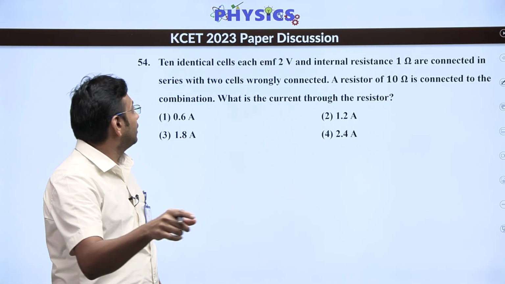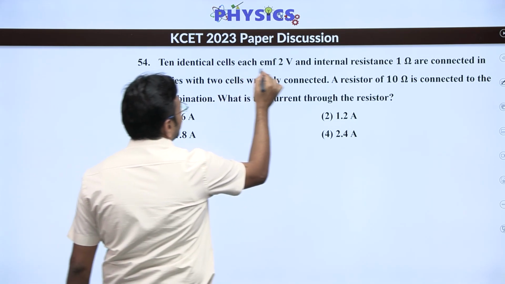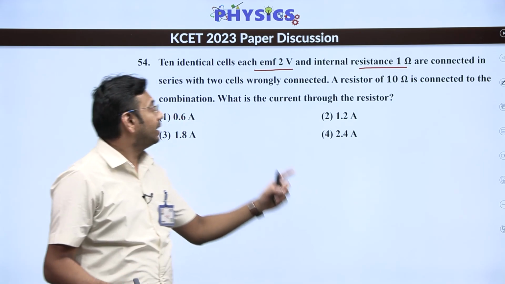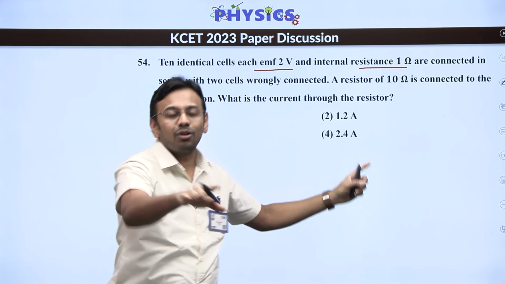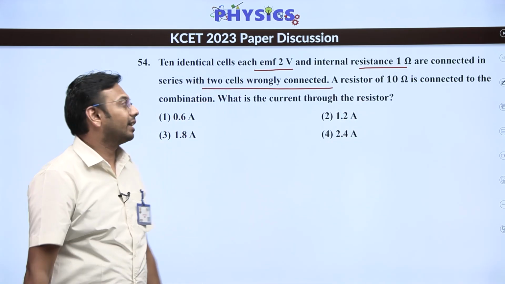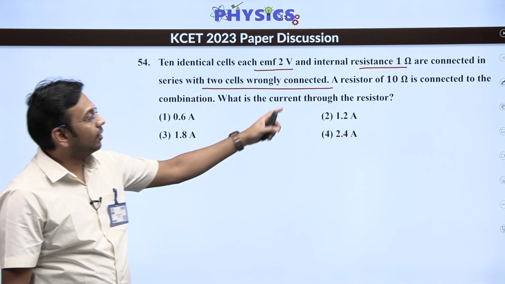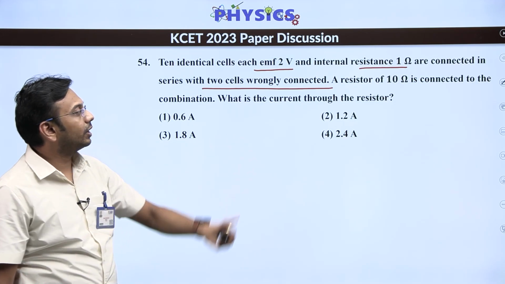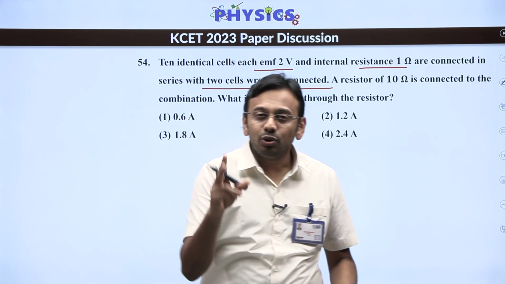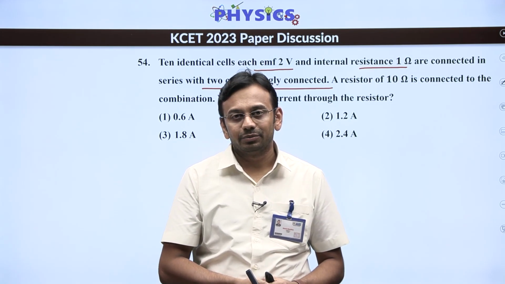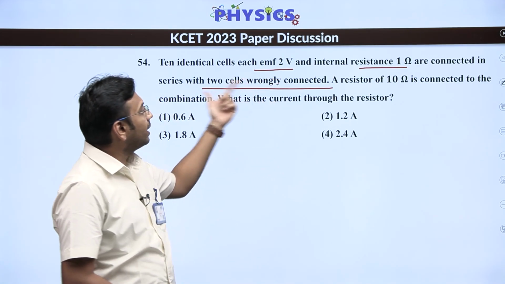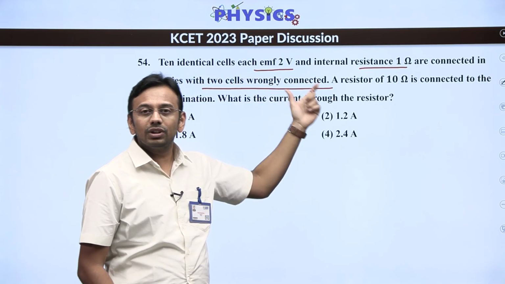10 identical cells, each having EMF 2 volts and internal resistance 1 ohm, are connected in series with 2 cells wrongly connected. Very important. 2 cells wrongly connected. A resistor of 10 ohm is connected to the combination. What is the current through the resistor? Now, when 2 cells are wrongly connected, what will happen? Will the EMF reduce only by these 2 cells?